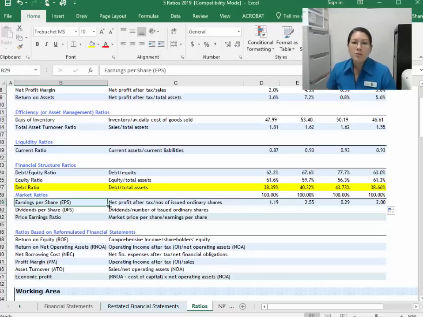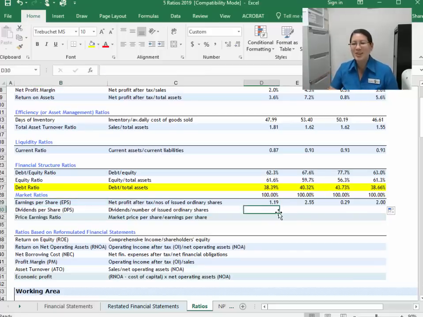Dividends per share. So earnings per share is how much net profit the company earned for every share on issue. Dividends is how much they paid out of that profit. Most companies usually don't pay out very much of this. Wesfarmers actually does. So it's one of our nice secure firms to invest in.